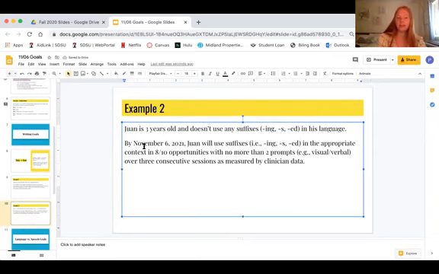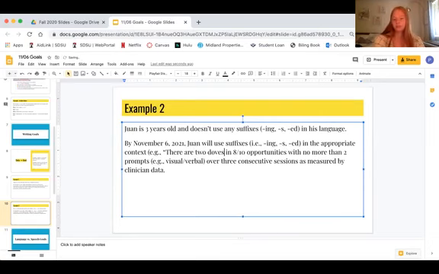In the appropriate context, by that I mean, so this is an example, right? Let's see. There are 2 doves, right? Because you're using the S. In 8 out of 10 opportunities with no more than 2 prompts over 3 consecutive sessions as measured by clinician data.